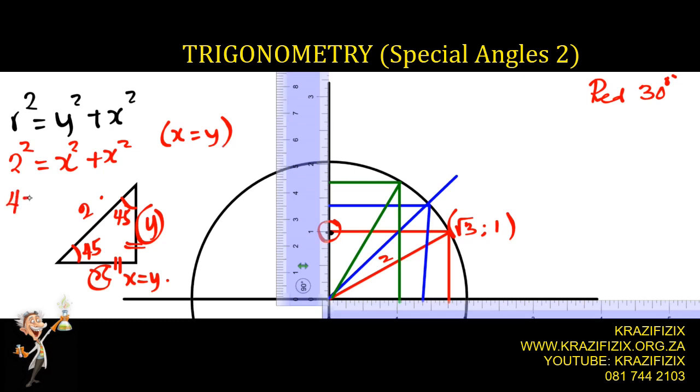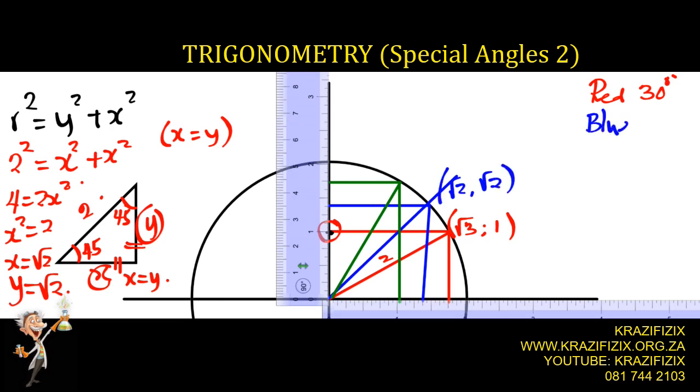So what do I have? 4 equals 2x squared. Now divide both sides by 2. X squared equals what? 2. What is x? Square root of 2. And because x equals y, y is also square root of what? 2. So we have our coordinates. It's a blue this time around. So we have square root of 2 and square root of 2. So I have blue as my 45 degrees. Don't forget again, the whole radius there is 2.